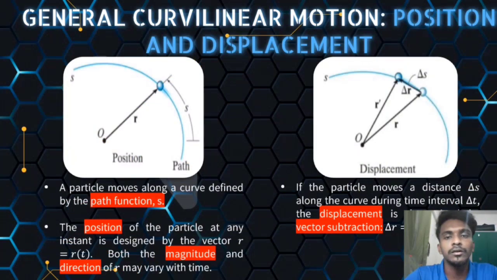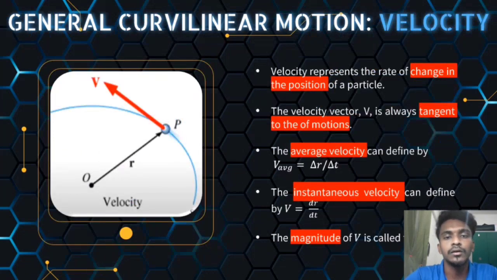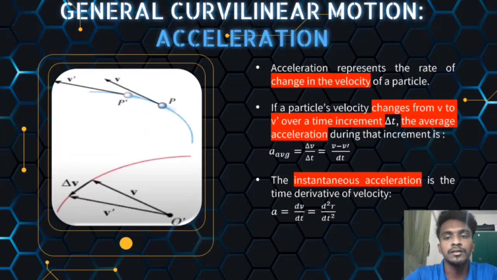Next, general curvilinear motion in position and displacement. A particle moves along a curve defined by the path function. The s we can refer to in the figure. Next is general curvilinear motion in velocity. Velocity is the rate of change in position of the particle. Next, acceleration. Acceleration is the rate of change in velocity of a particle.